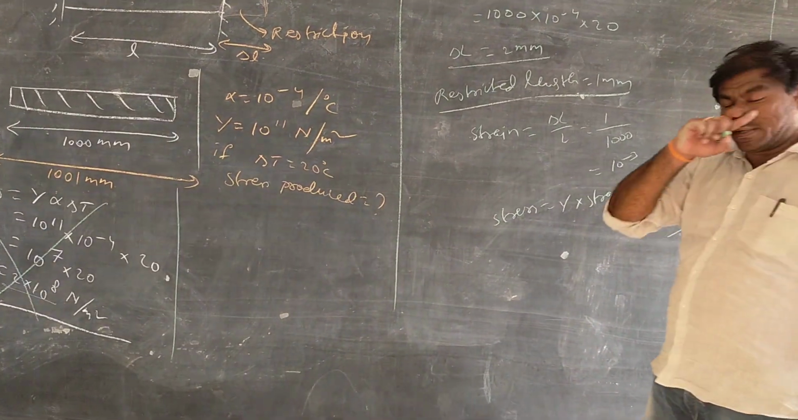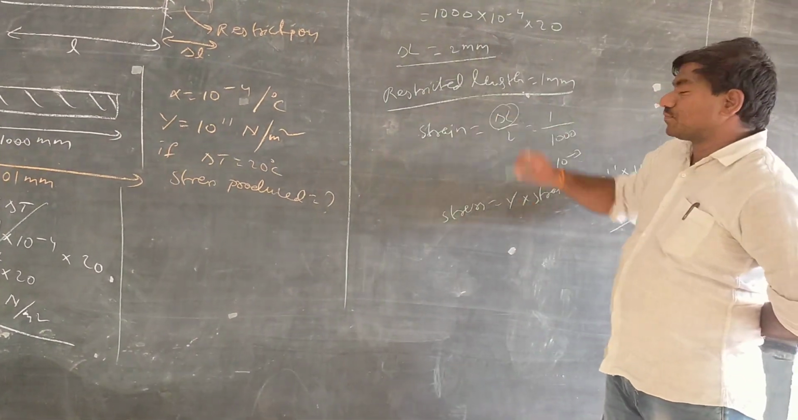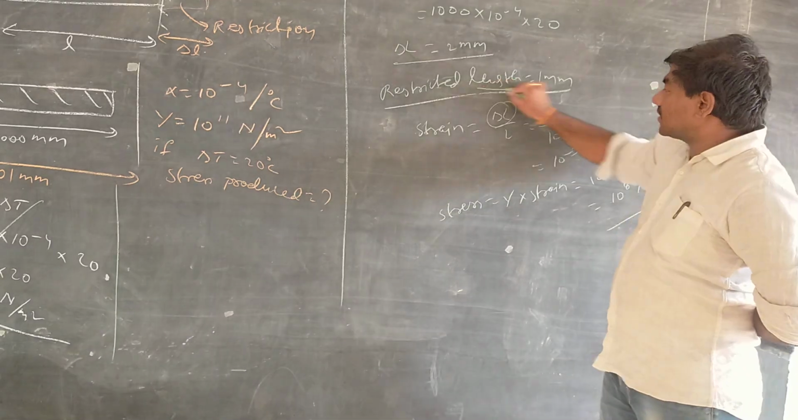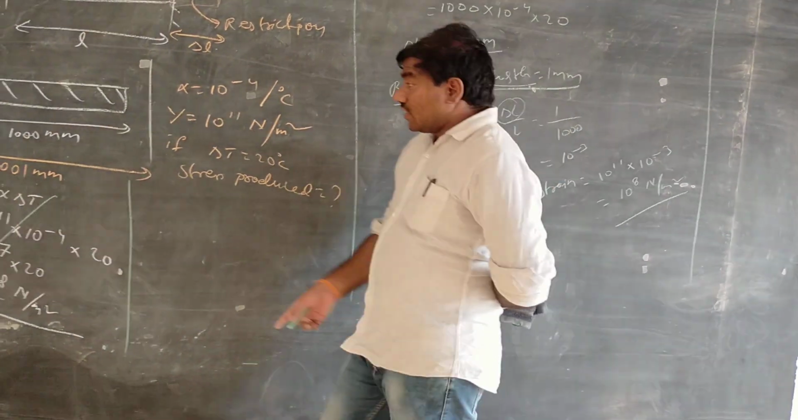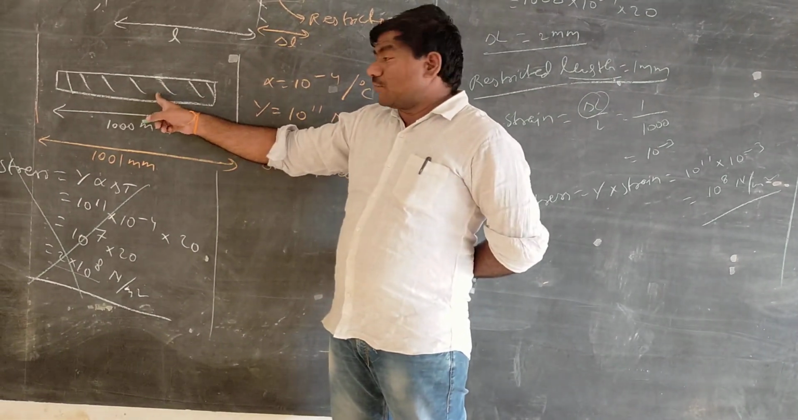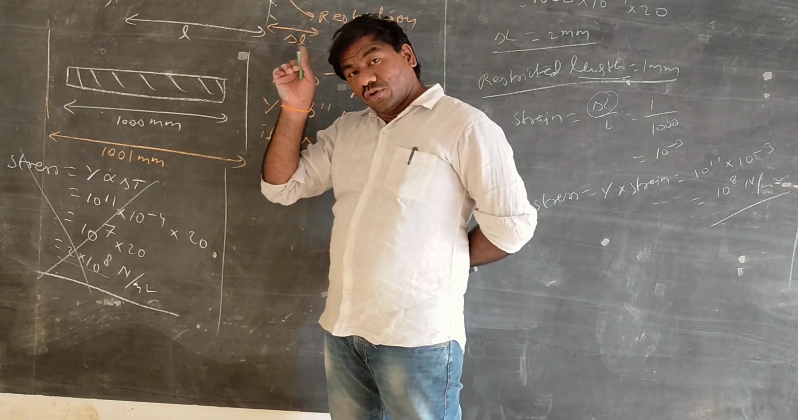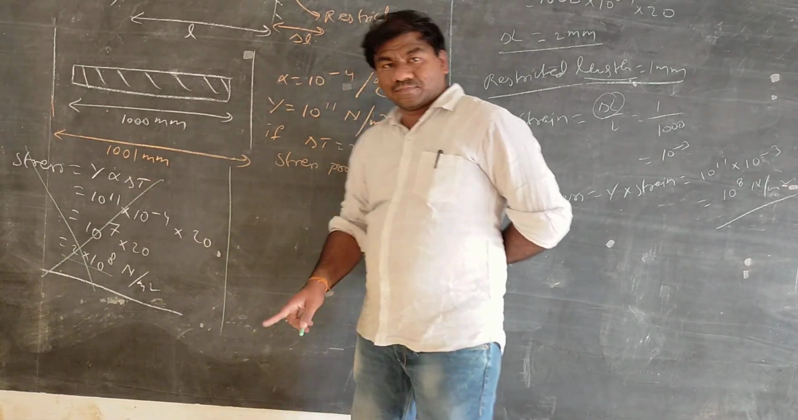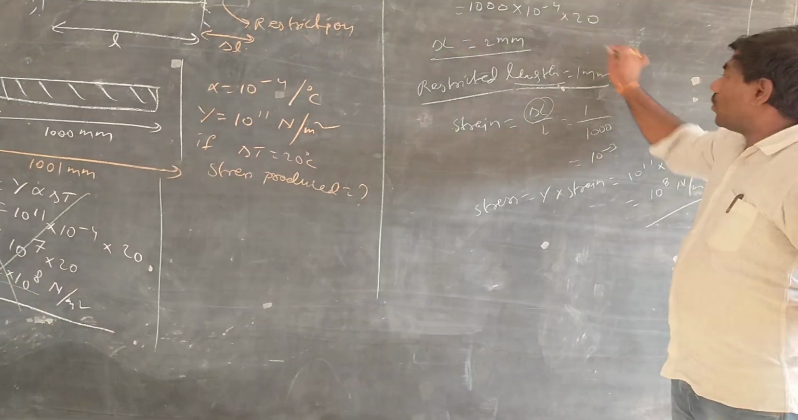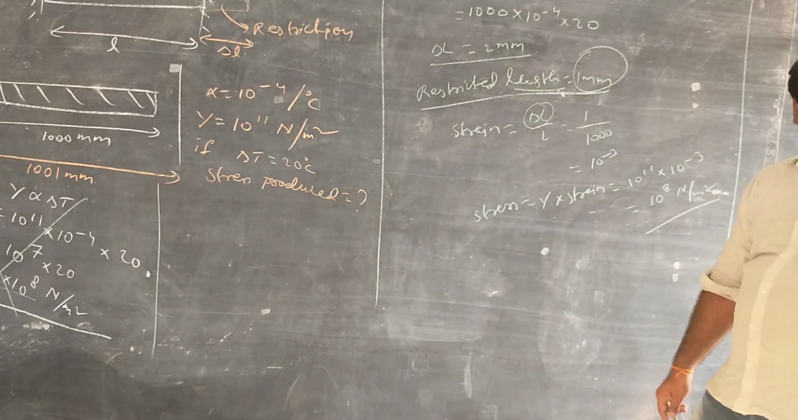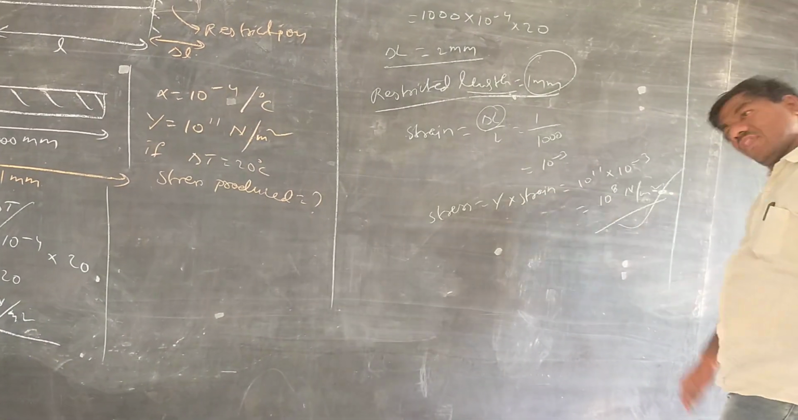Always remember, once again I repeat, strain is nothing but what length, sir? It's not the expanded length, it's the restricted length. How much you are restricting? It's 1000, but it can expand up to 2 millimeters. But you are allowing it to increase only up to 1 millimeter. So how much are you restricting? 1 millimeter. So 1 by 1000. Right? Note it.